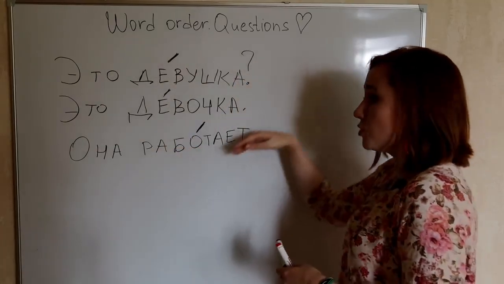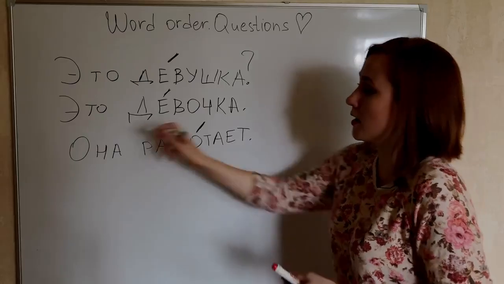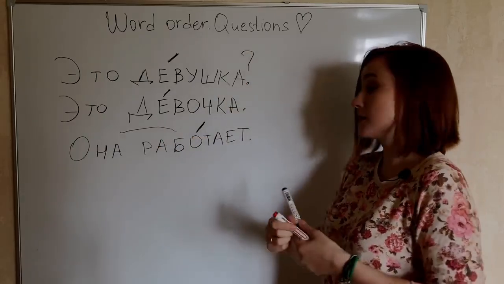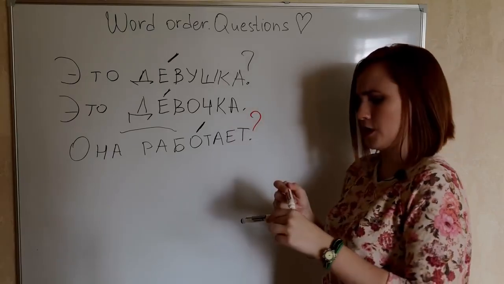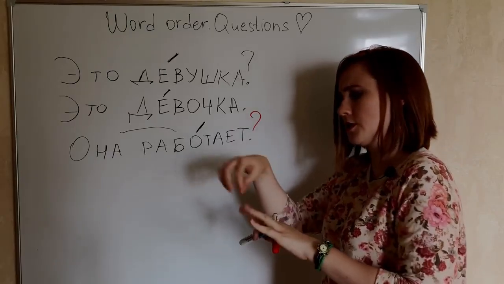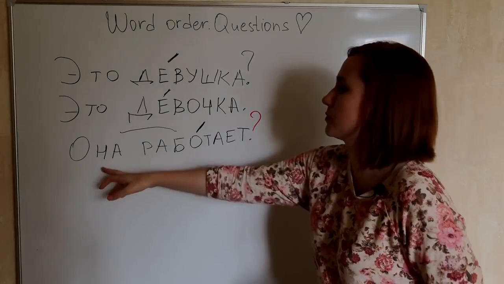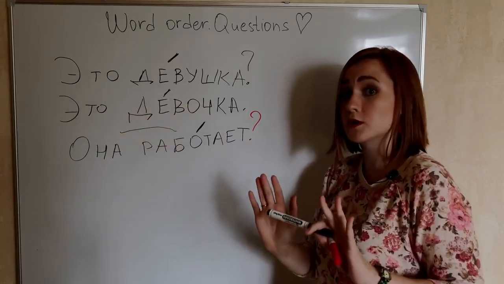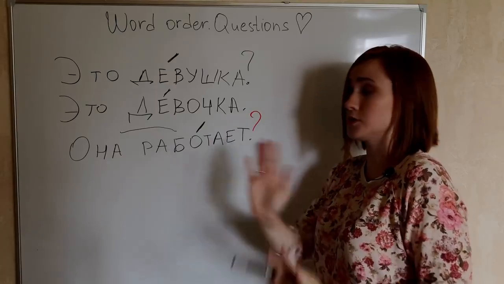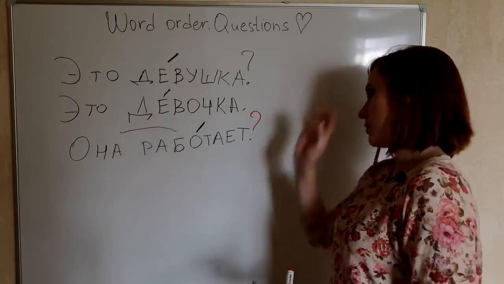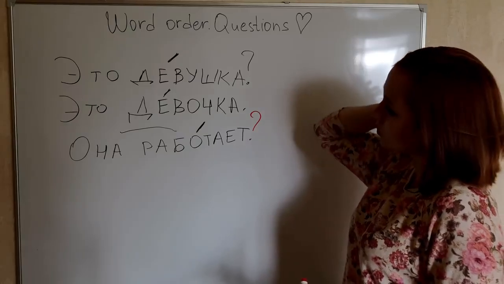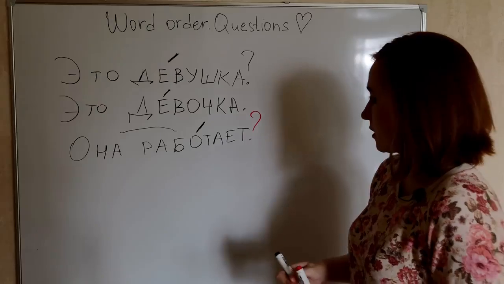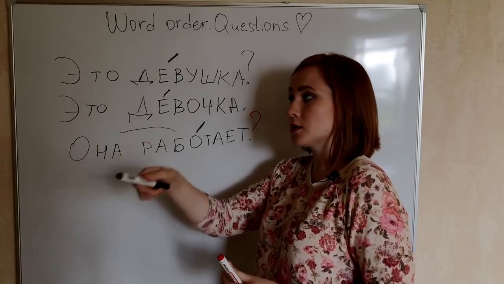Again, you don't say it like in English. No, we say она работает? That's the question. Is she working or is she doing her nails at her workplace? Она работает? Да, она работает. Everything is fine. She's working. Don't worry. Она работает. Or maybe, what else do we know?